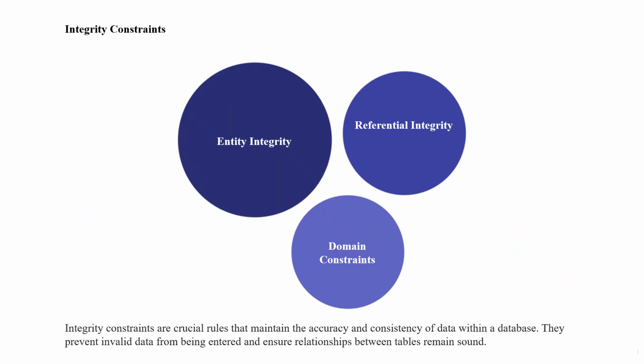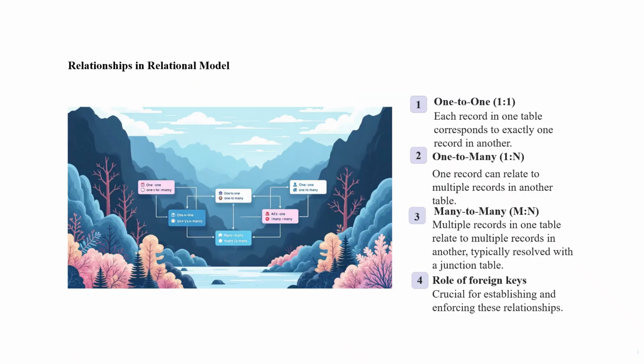Integrity constraints: entity integrity, referential integrity, domain constraints. Integrity constraints are rules that maintain the accuracy and consistency of data within a database. They also prevent invalid data from being entered and ensure that relationships between the tables remain sound.